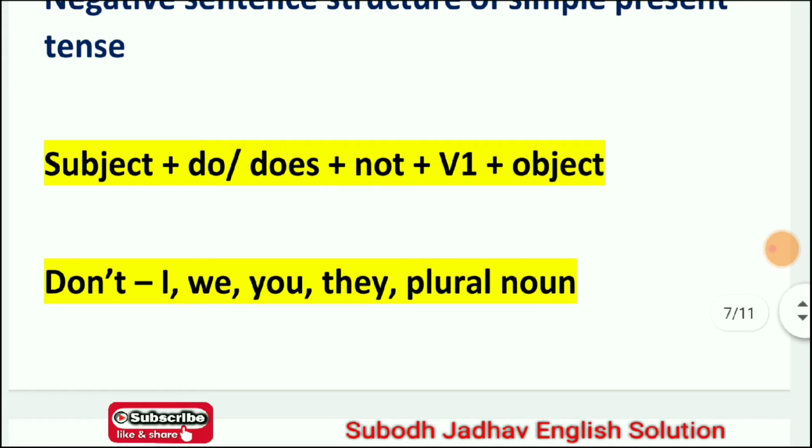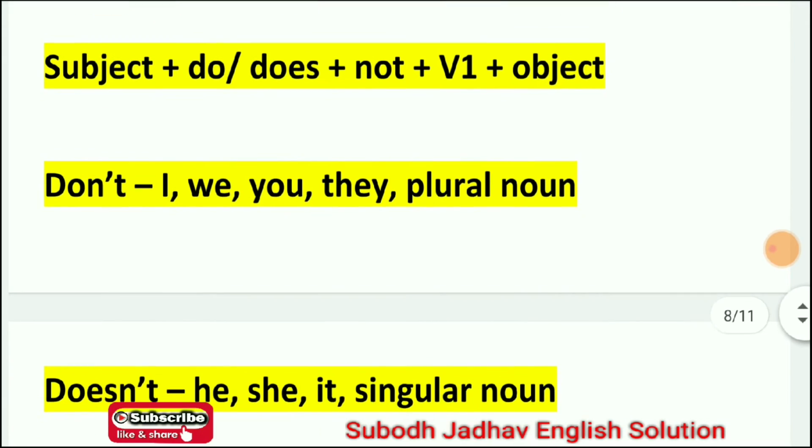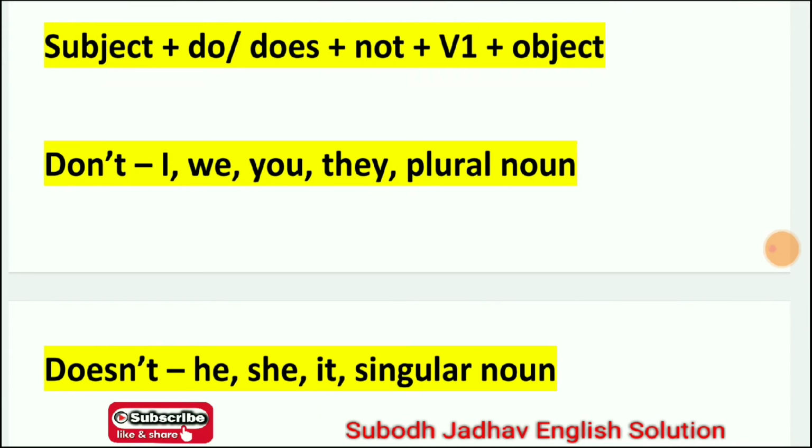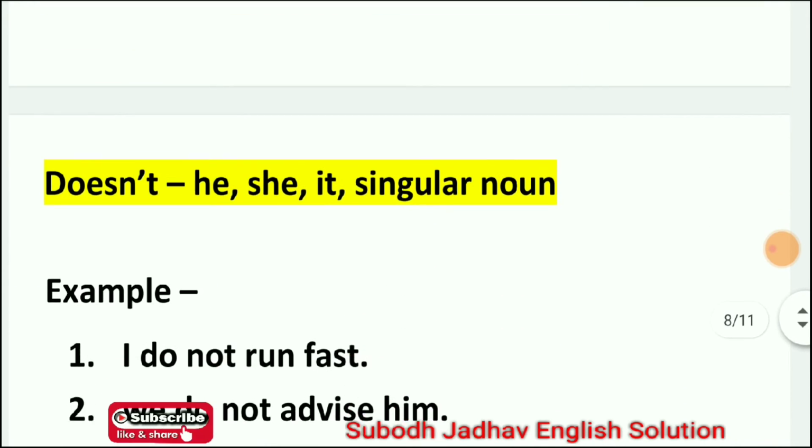When do we use don't, and when should we use doesn't? When the sentence starts with I, we, you, they and a plural noun, use don't. And use doesn't when the sentence starts with he, she, it and a singular noun.